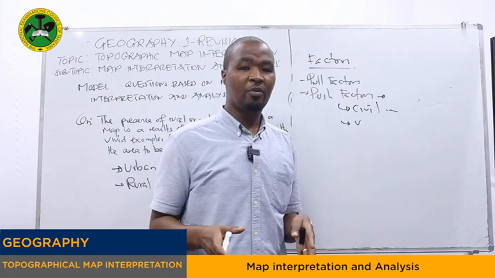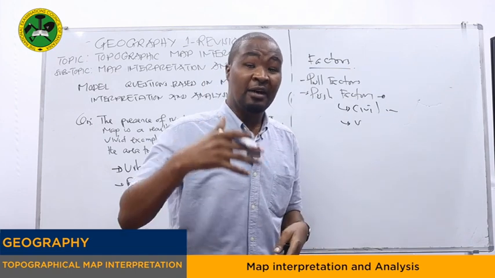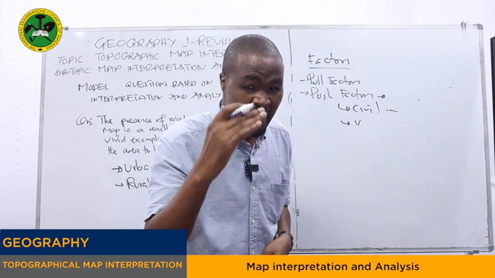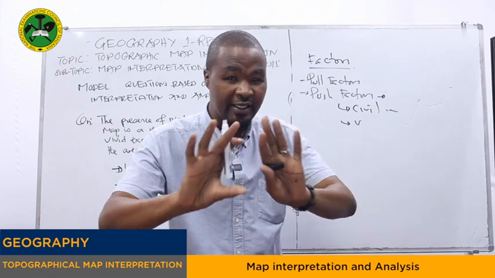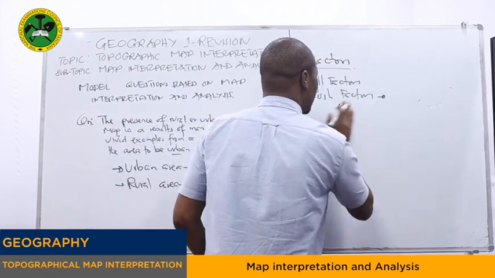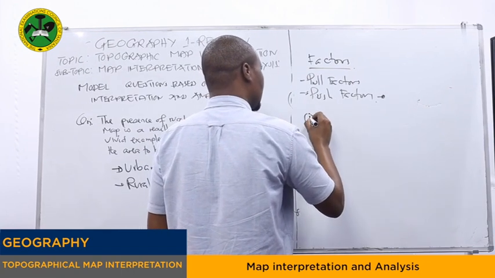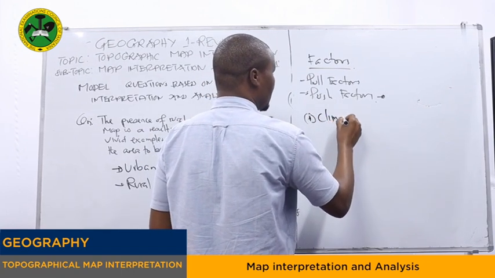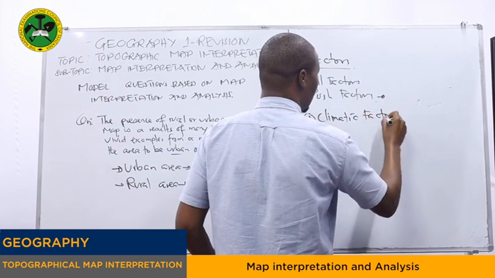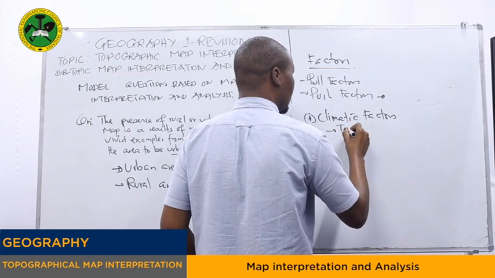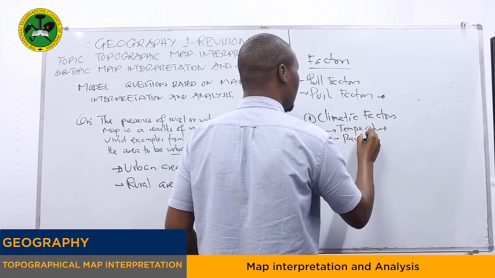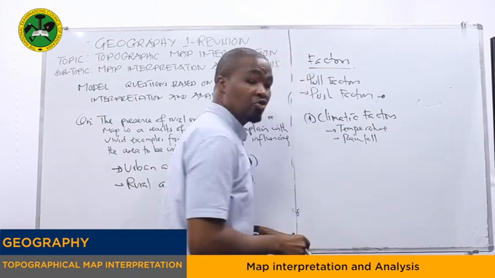So in general, because the question needs us to explain factors that may influence the area on the map to be either rural or urban, we read the general factors. The first general factor is the climatic condition. The climatic factors, for instance, temperature, rainfall, etc.